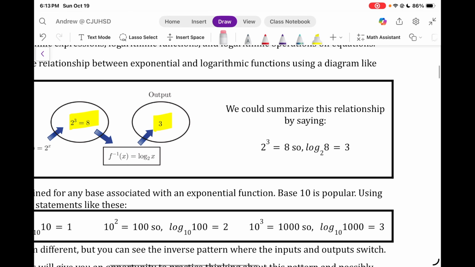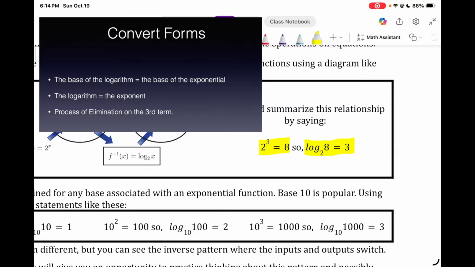So right over here, this is the exponential form. 2 to the third equals 8. This is the logarithmic form of that same expression. And we can convert between them using a little 3-step process. Number 1, the base of the logarithm is equal to the base of the exponential. Number 2, the logarithm equals the exponent.